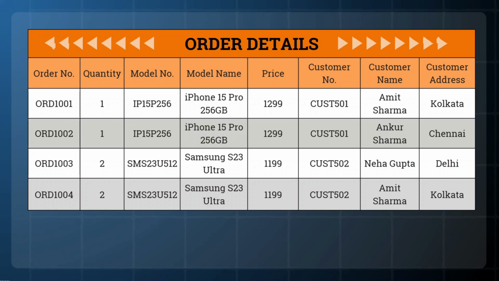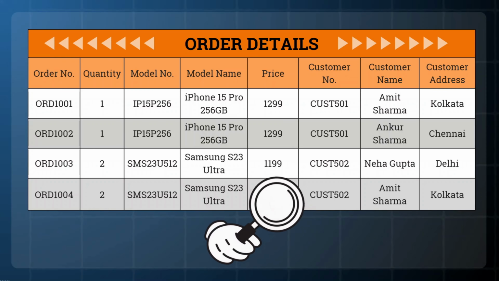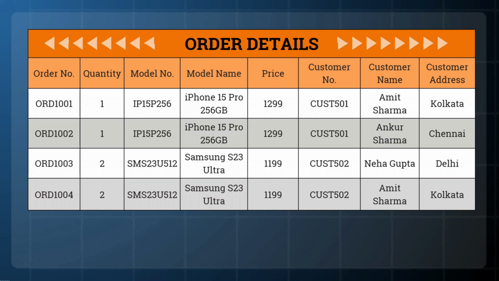Now let's understand why identifying master data and transactional data is crucial. This table stores the order details of your online store. Here we have order number, quantity, model number, model name, price, customer number, customer name and customer address. Now for each order you will have this many fields. In real scenario there will be many more fields, but for this example let's consider only this. So for one record we have 8 columns. Now imagine this. In a single day there can be thousands of orders. Because of that, the data in this table keeps increasing day by day, which means the system requires more and more memory.